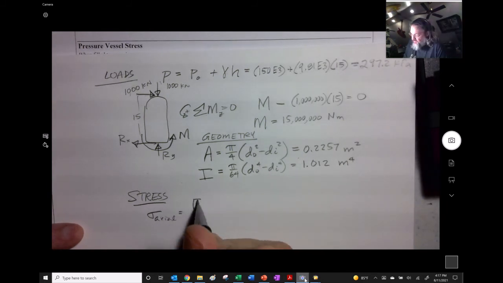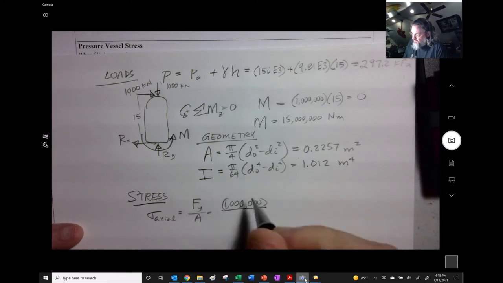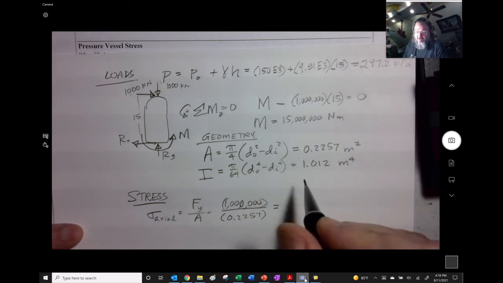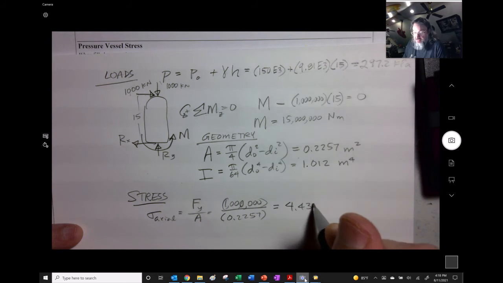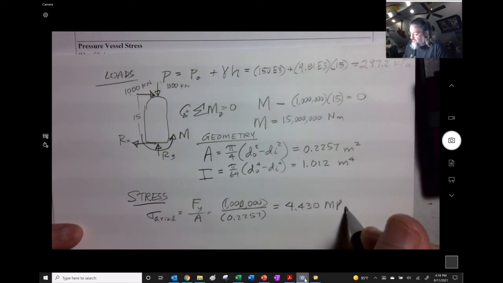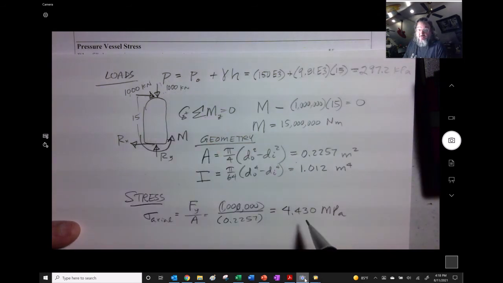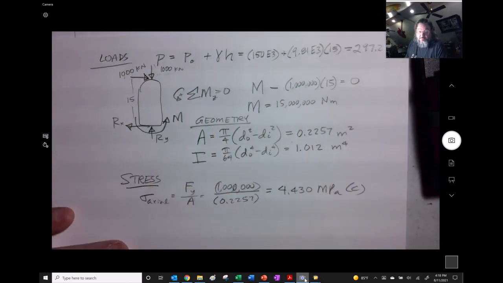Axial. It's just going to be Fy over A. So that's 1 million divided by 0.2257. We end up with very boring 4.430 megapascals. But this force is coming down, that 1,000 kilonewtons is coming down. So that's compression. That's down here at the bottom.